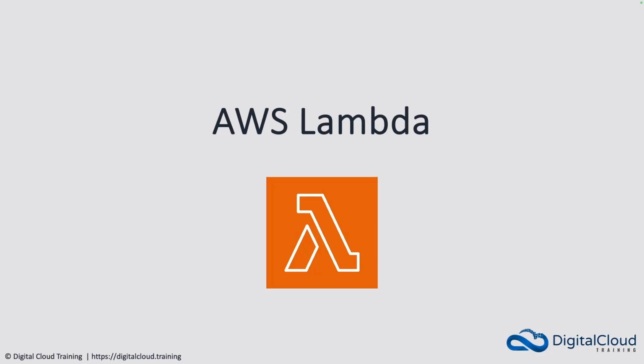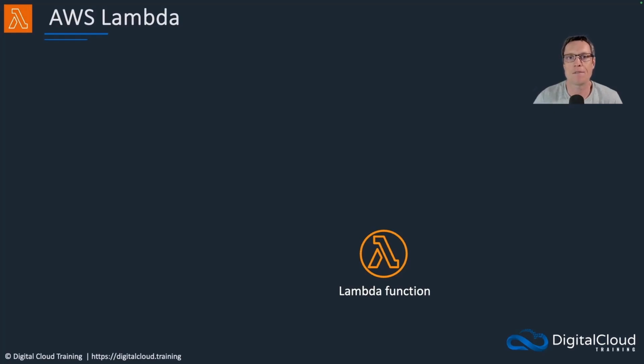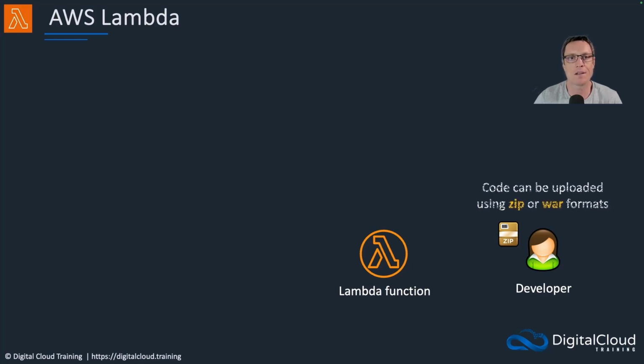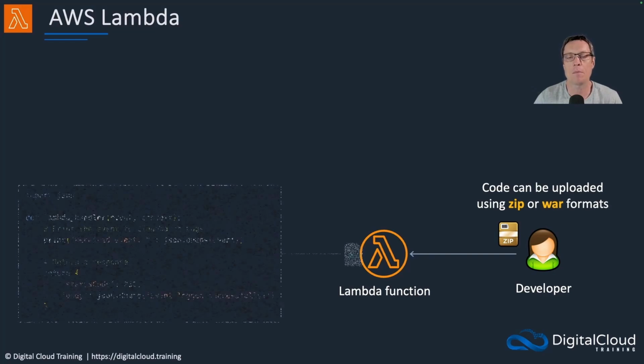Okay, so in this lesson, we're going to cover AWS Lambda. Lambda is perhaps the most well-known serverless service. With Lambda, we have functions. A Lambda function runs some code in response to some kind of trigger. Here we have a developer. The developer has packaged up some code in a zip file. We can use zip or WAR file formats. The code is then uploaded to the function.